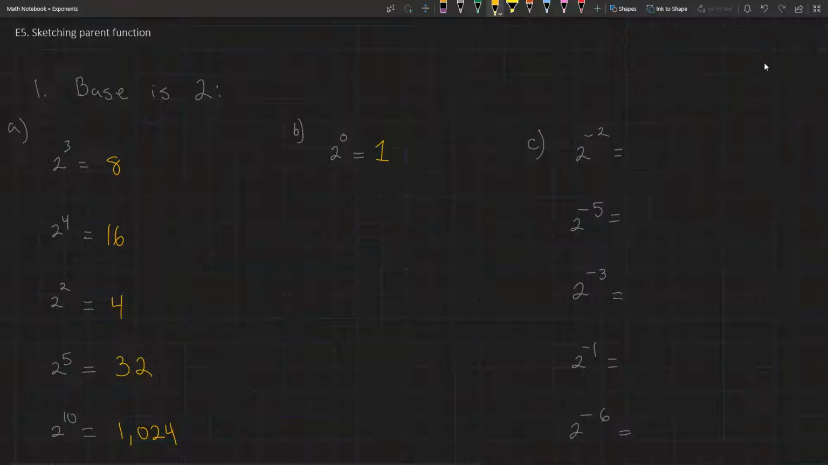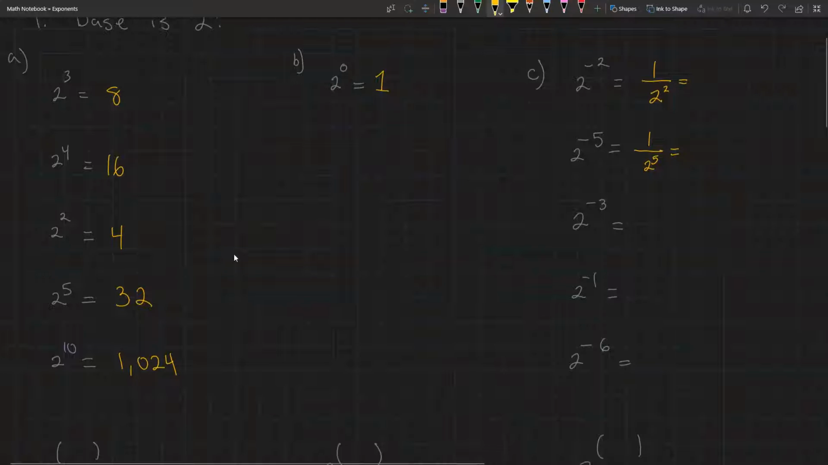Is the answer negative? It is not. It is the reciprocal of 2 squared. So this one's the reciprocal of 2 squared. And it'd be nice if we knew what 2 squared was, right? So 2 to the -5th is the reciprocal, 1 over 2 to the 5th. That was the idea, the reciprocal. And it would be nice if we know what 2 to the 5th is.